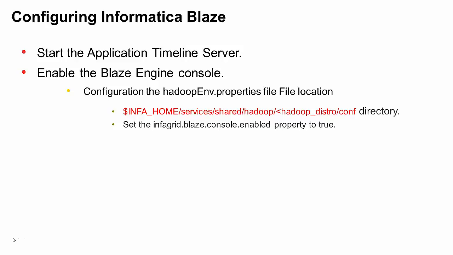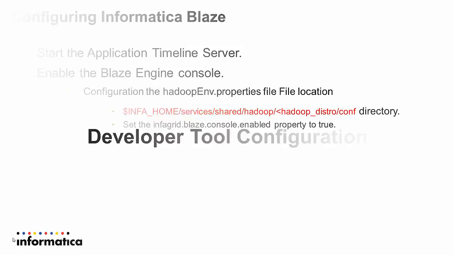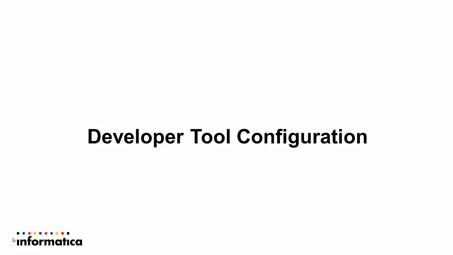Okay, so what I've talked about so far is installing BDM on the Hadoop cluster, configuring the properties, talking through the post installation process of getting the DIS, which would be the client to the Hadoop cluster, to leverage it for processing, right? And I talked about the BDM utility that will go and update the properties, and about configuring Blaze. So the next step is developer tool configuration.